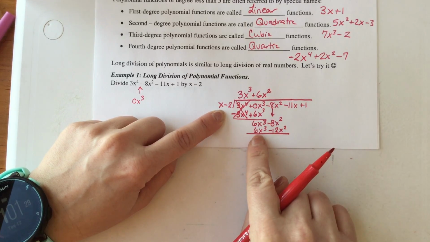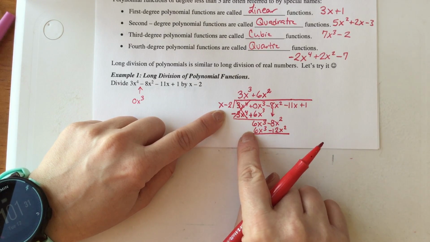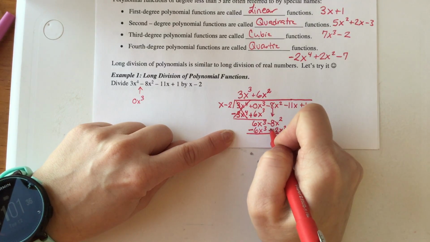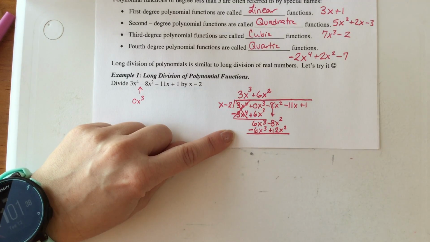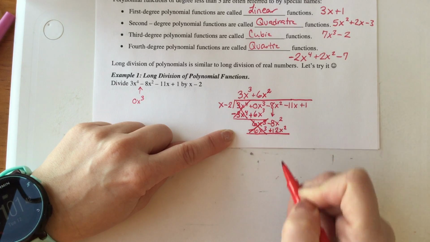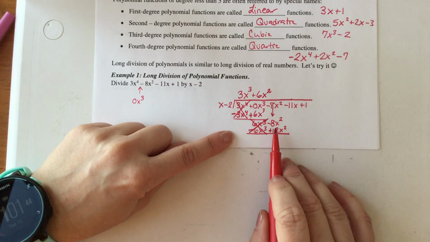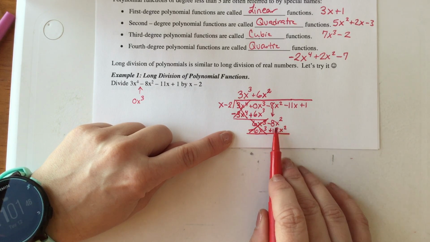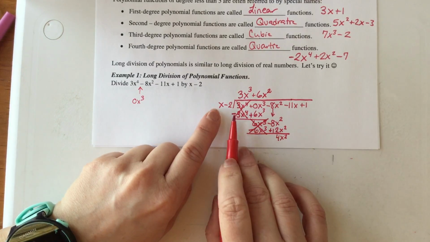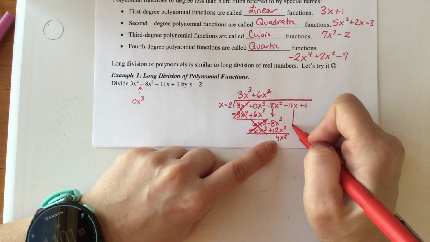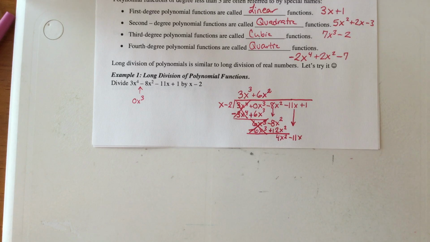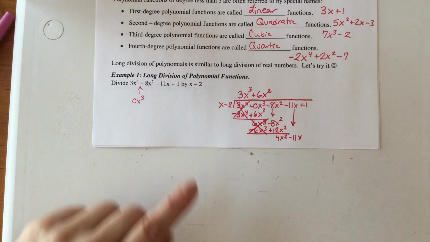Now, in order to cancel this term, I need to change the signs of everything in the second row. This becomes negative, this becomes positive. Now I add them together. Positive 6x cubed, negative 6x cubed cancels. Negative 8x squared plus 12x squared is 4x squared. Again, I have 2 terms on the outside, so I need 2 terms here, so I carry down the negative 11x, and we start again.